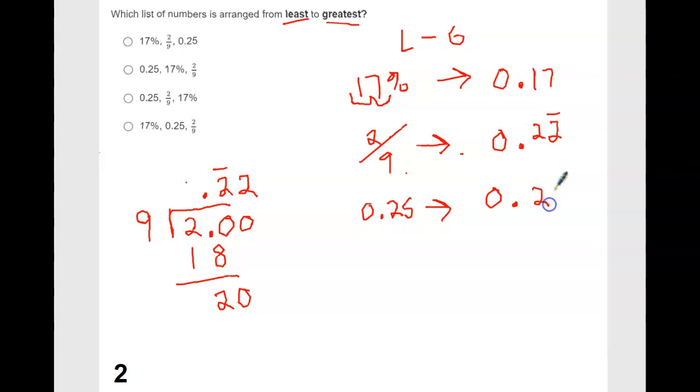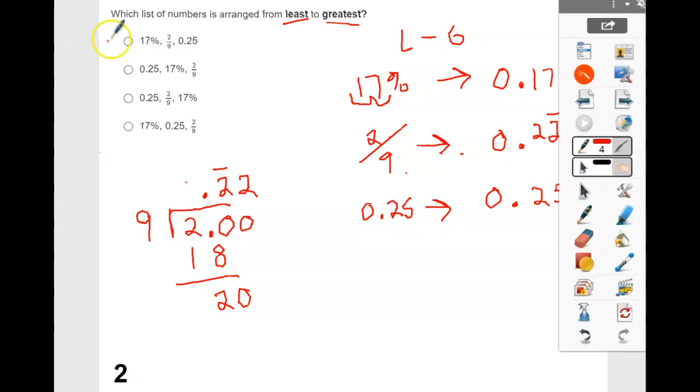And then 0.25. My decimals are lined up, so now I can compare them. I see in the ones column I have all zeros, so I'm going to move to the tenths. I have 1, 2, 2. I'm looking for my least or my smallest number, and that's going to be this one right here. Then it looks like these are actually already in order. So 0.22, then 0.25, and that would be this one right here.